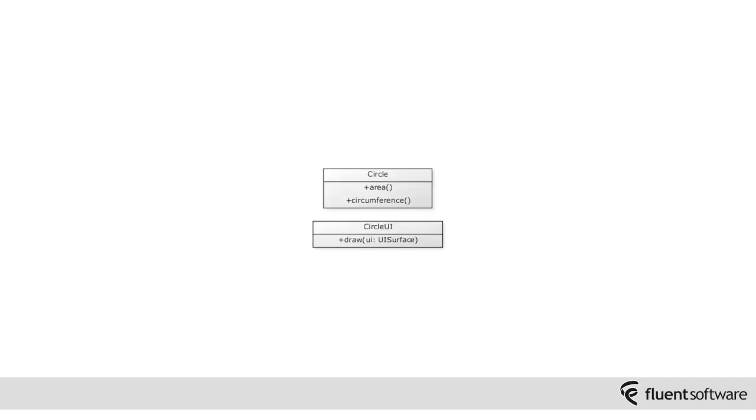So, what we can do is split the circle into two classes. A circle class, which is still about the geometry of the circle, and a circle UI class in this case, which knows how to draw that circle. So now you've completely separated those two aspects of its behaviour. This is going to make it far more maintainable going forward, and it will make it a lot easier to test too.